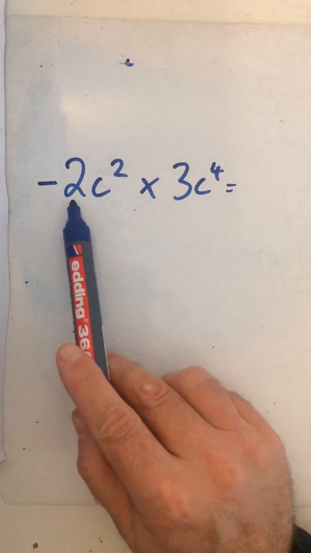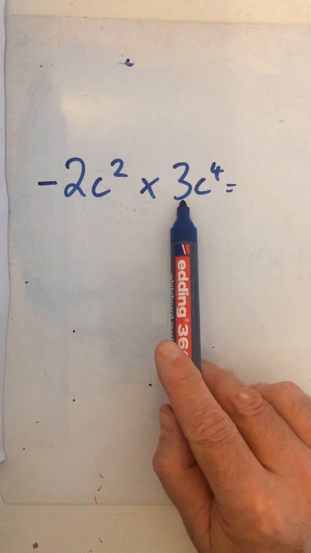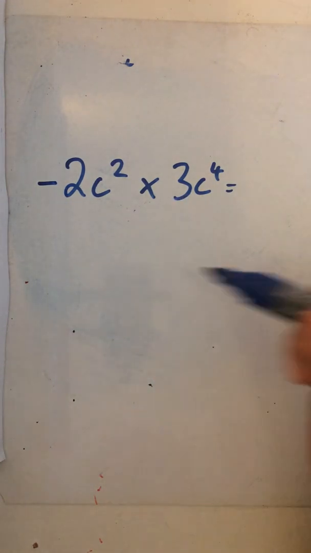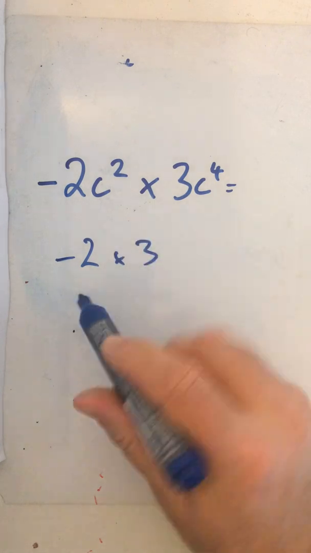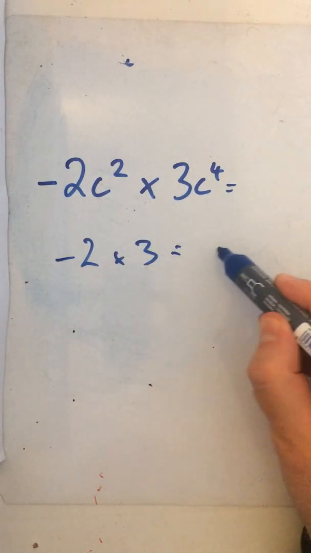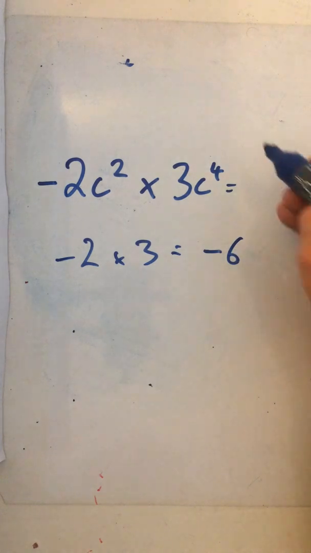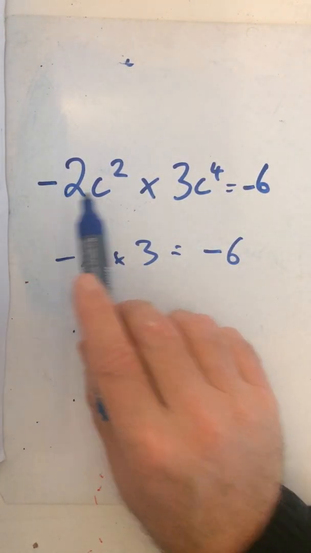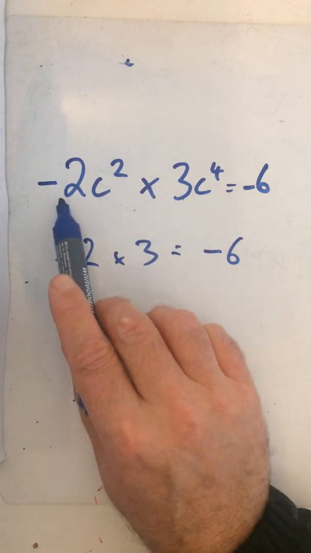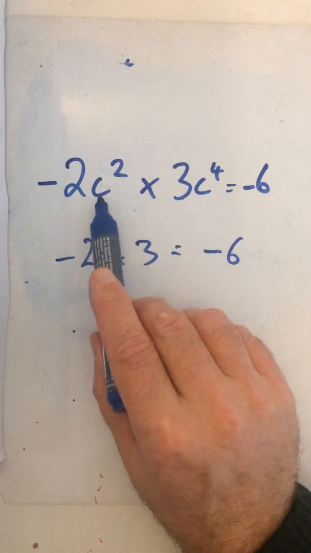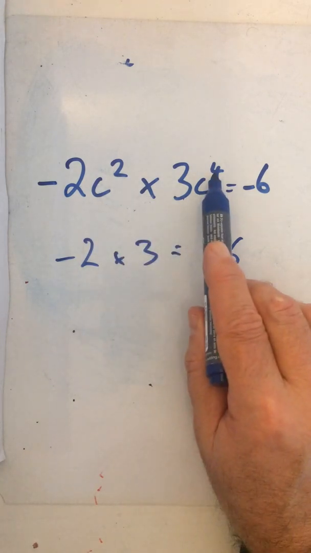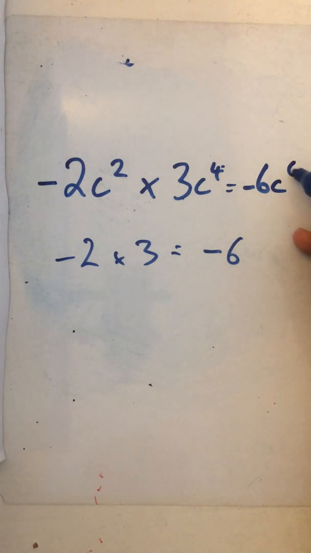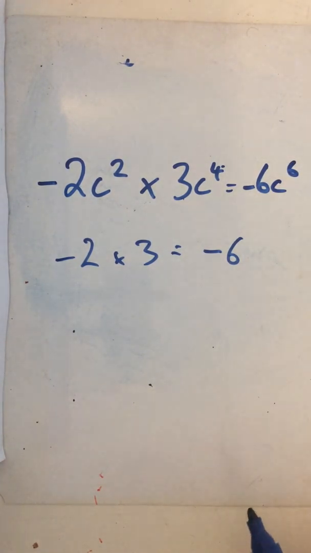So we've got minus 2 times 3. Now remember, a negative times a positive always gives us a negative, so it becomes a minus 6. And actually, it's only these whole numbers that we worry about being positive and negative. Then it's c squared times c to the power of 4. I add up the powers, c to the power of 6. So it's minus 6c to the power of 6.